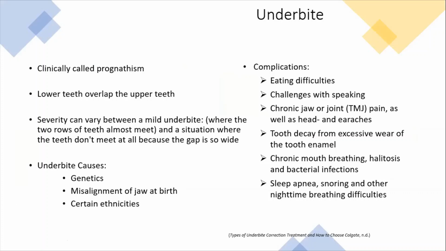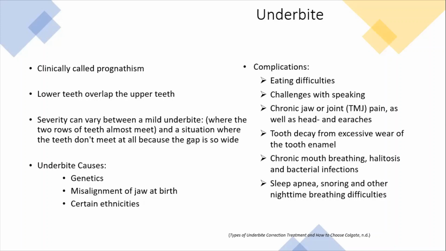Okay, so an underbite, which we know is a class 3 malocclusion, is also called prognathism. This is when the lower teeth, again, are overlapping the upper teeth. The severity can vary between a mild underbite, where the two rows of teeth almost meet each other, or a situation where the teeth don't meet at all because the gap between the arches is so wide. This, again, is caused by genetics. It's caused by a misalignment of the jaw at birth. And even certain ethnicities carry the underbite characteristics.